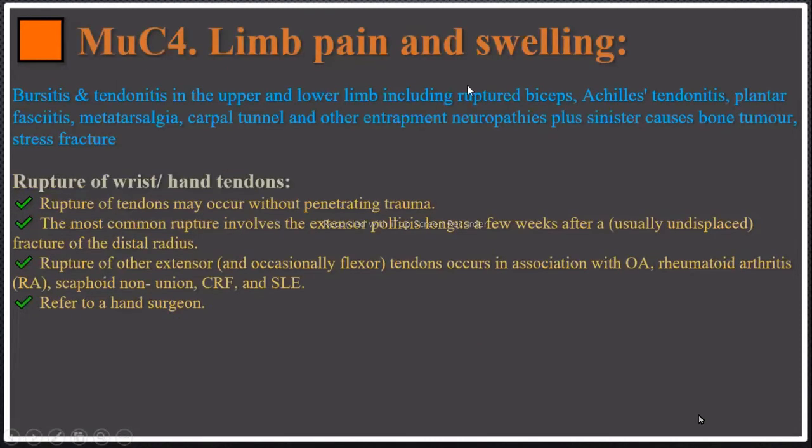Limb pain and swelling, so maybe rupture of wrist or hand tendons. Rupture of tendons may occur without penetrating trauma. Maybe the patient is lifting something or playing in the gymnasium. So maybe rupture of tendons. The most common rupture involves the extensor pollicis longus, usually a few weeks after, and displays the fracture of distal radius. Rupture of other extensor tendons occurred in association with osteoarthritis, rheumatoid arthritis, scaphoid non-union. So refer to hand surgeon.